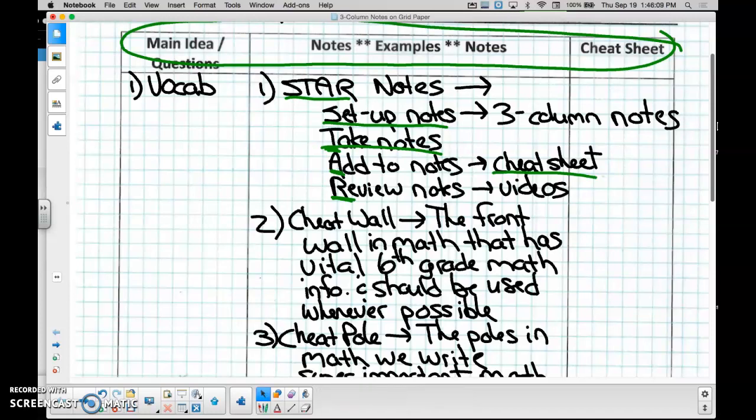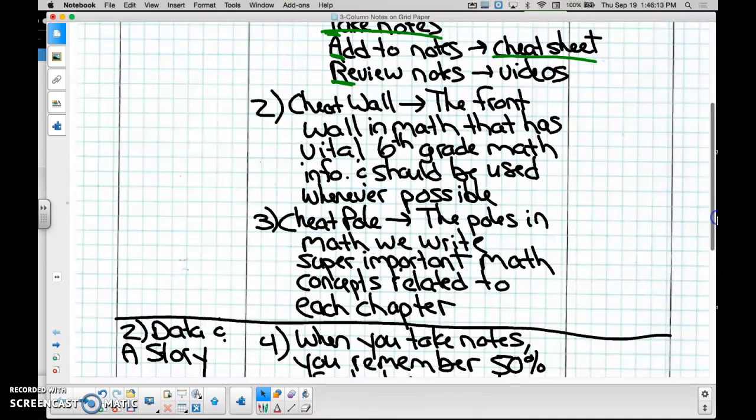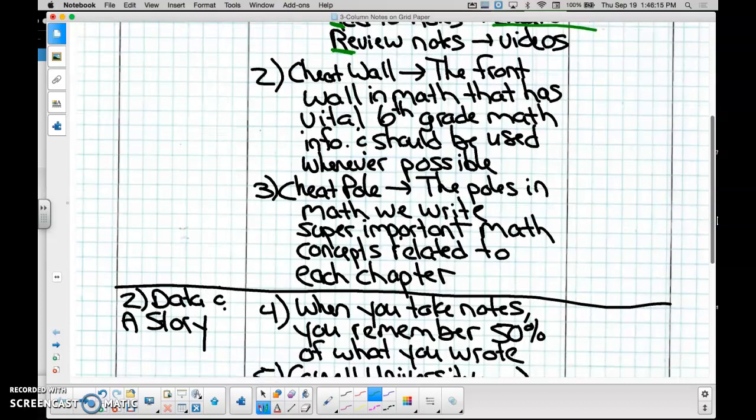All right, so in our classroom, we have a cheat wall, and we have a cheat pole. Remember, the cheat wall is where we put the super important vital information that you have to remember to pass the MCA math test. And the cheat poles are the poles on the side of the room that we have organized by chapter, right? Yes. We can write anything we want on those poles to help us. Yes. Okay?